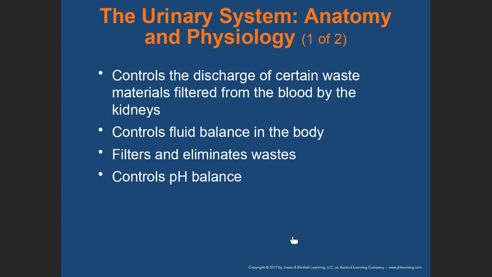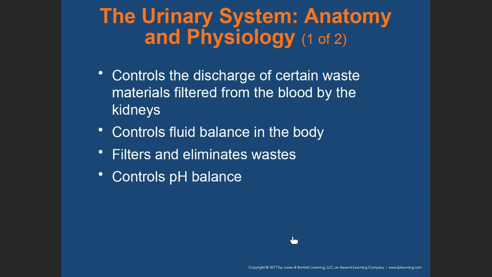All right, now the urinary system. The urinary system anatomy and physiology. It controls the discharge of certain waste materials filtered from the blood by the kidneys. It controls fluid balance in the body, and it filters and eliminates waste and controls the pH. And pH represents the power of hydrogen. The more hydrogen we have in the body, the more acidic the environment becomes. The less hydrogen we have, the less acidic. So that's what pH represents.